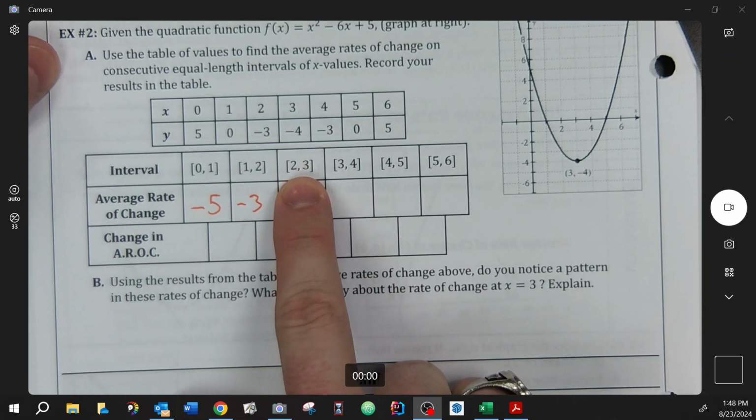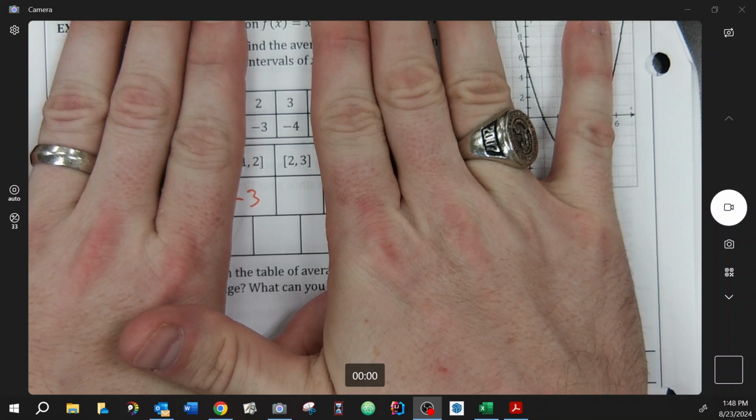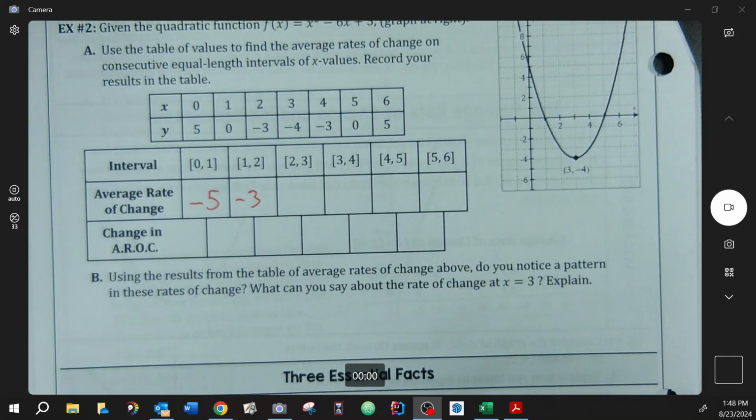Now we find the slope between 2 and 3. 4 minus negative 3. That means negative 4, excuse me, minus negative 3. That means negative 4 plus 3. Negative 1 over 3 minus 2. Negative 1 over 1.